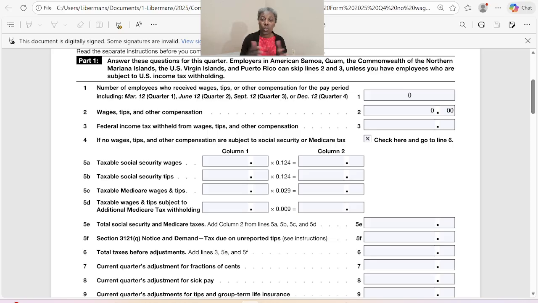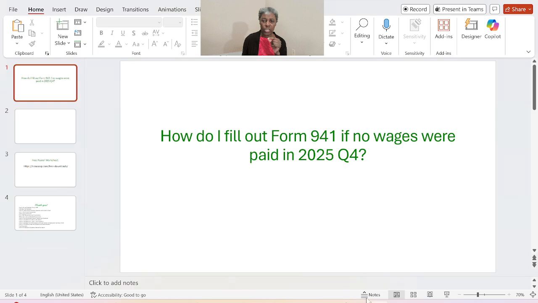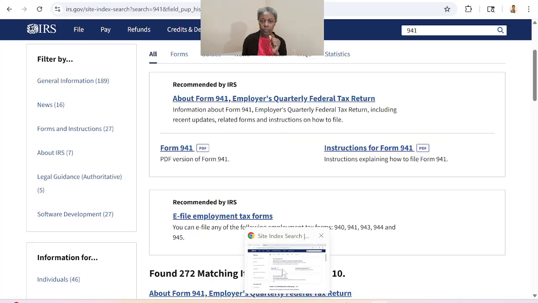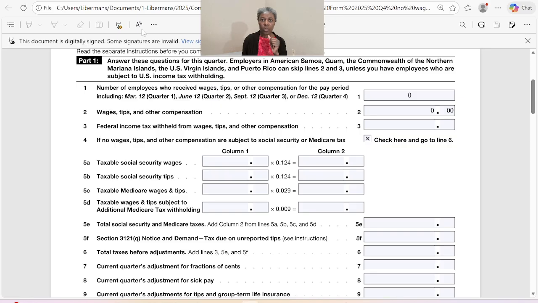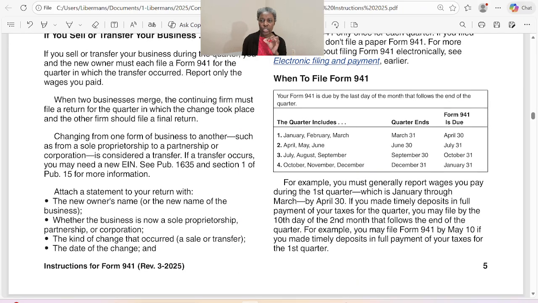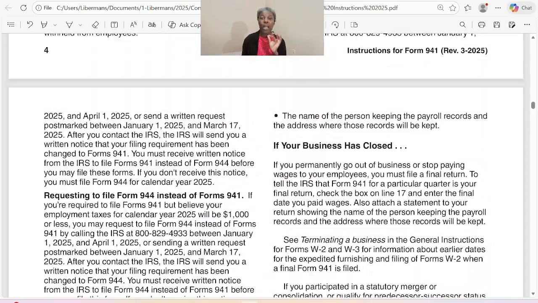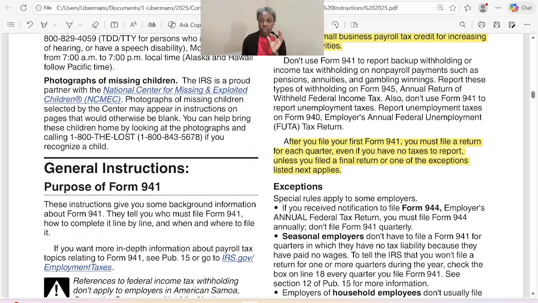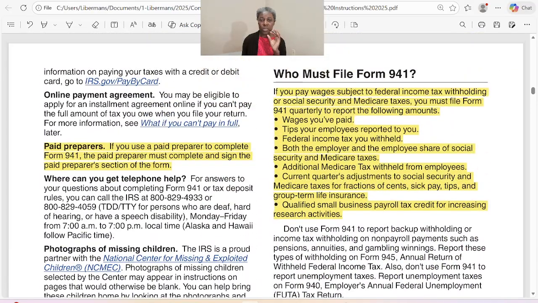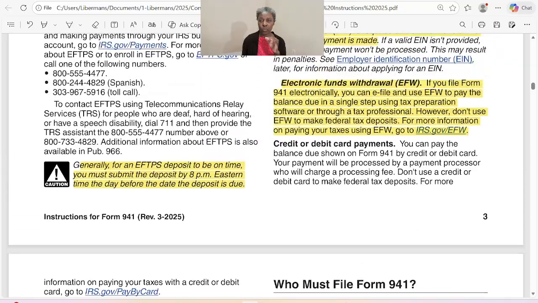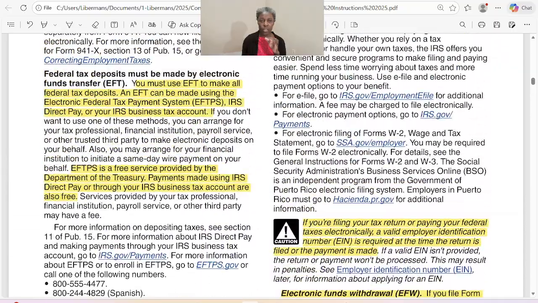Part 1. How many employees did you pay during the quarter? Since you didn't pay anyone, you need to put 0. There are instructions, I don't know if I have them here. No, I don't. So we'll go back to the instructions. There are some lines you should not leave blank, so on those lines we put 0. I'm going to see if we can find that information.